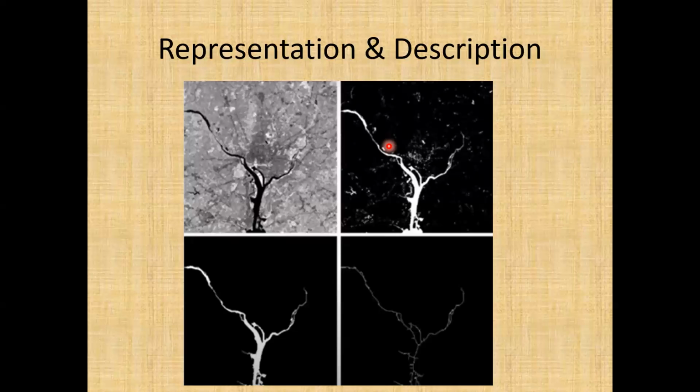So after image segmentation is completed, we have to convert the data into a form so that it can be processed with the help of computers, and whatever features we require can be extracted by means of this description.